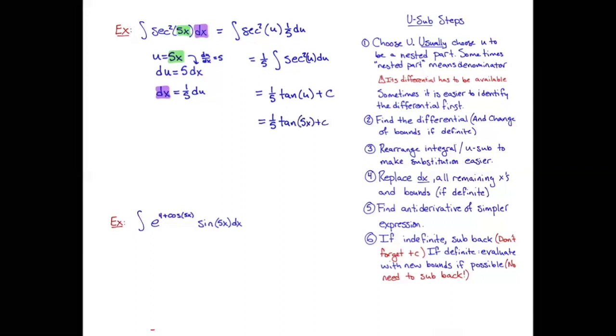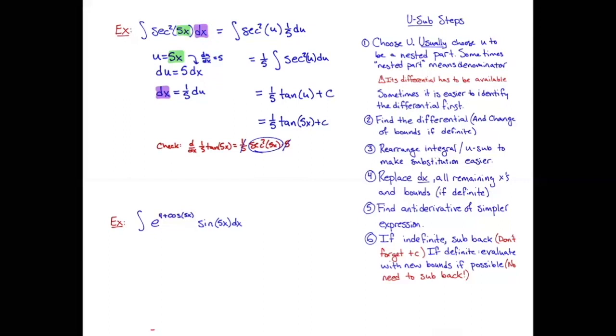Remember, you can always check by taking the derivative. Derivative of 1/5 tangent 5x is going to be 1/5 derivative tangent is secant squared of 5x. Then the chain rule pops its ugly head and says multiply by the derivative of the inside, which is the derivative of 5x, which is 5. Sure enough, that 5 and this 1/5 cancel, and we're left with secant squared, which is exactly what we started with. And so that tells us that we got the answer right.